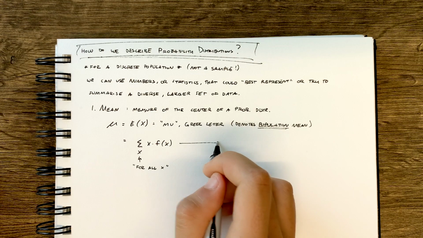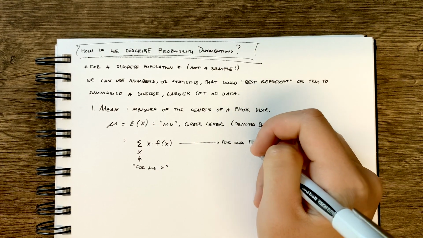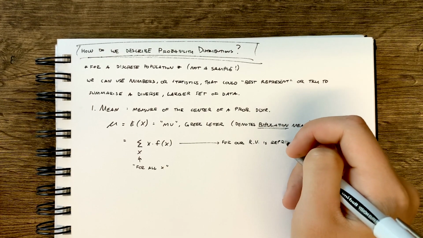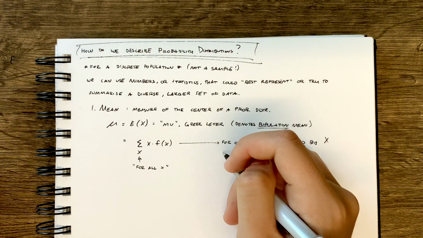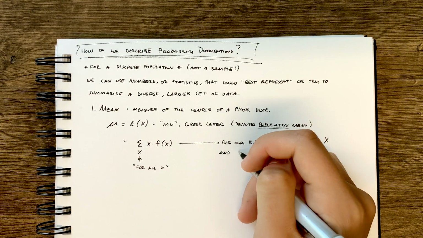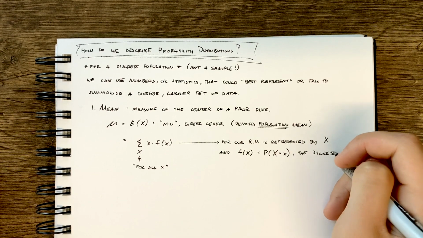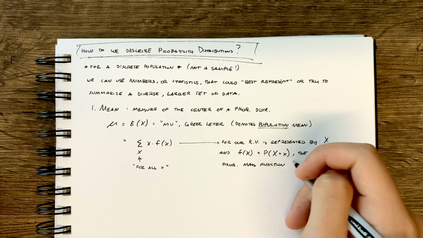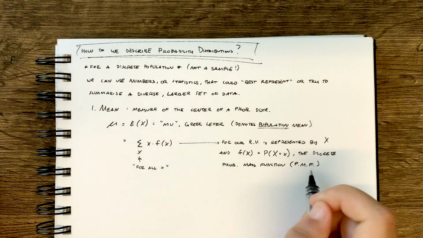We'll multiply the value of our random variable for that instance by its probability mass function, which is a little f of x function. And so just to reiterate, this is for our random variable, which is represented by an uppercase letter X, and our probability mass function, which is represented by an f of x function, which is equal to the probability of our random variable X being equal to some instance of that random variable.